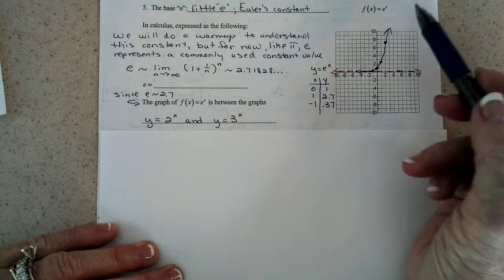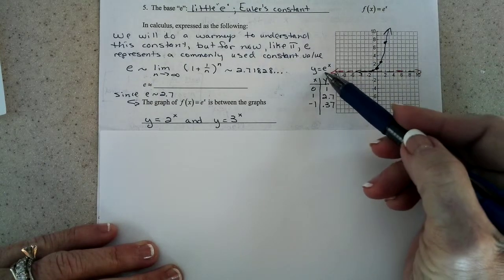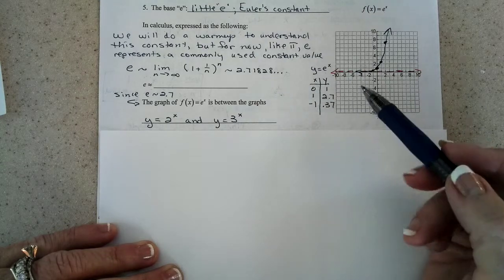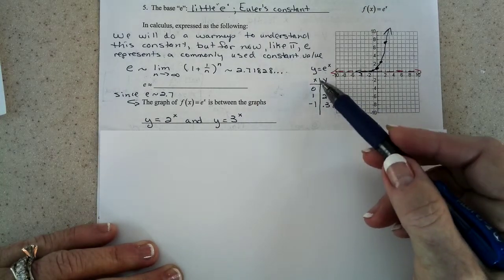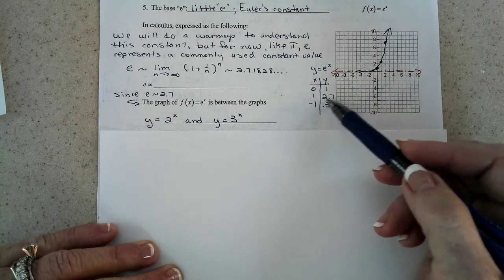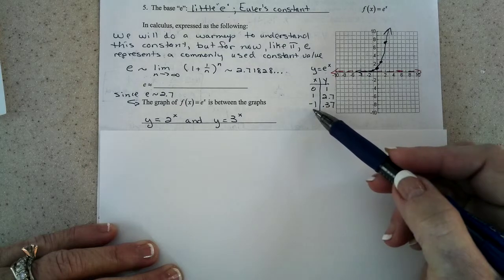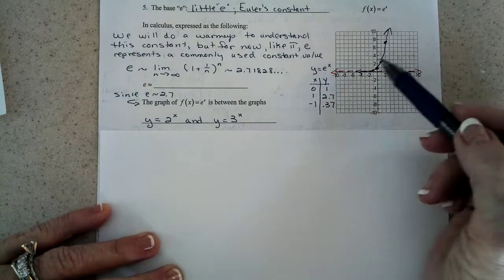Okay, so graphing this is just another constant. Y is equal to e to the x. We graph it at 0, 1, negative 1, our famous parent points. If x is 0, then y is 1. If x is 1, y is 2.7. And if x is negative 1, it's 1 over e, which is 0.37. And then we graph it.